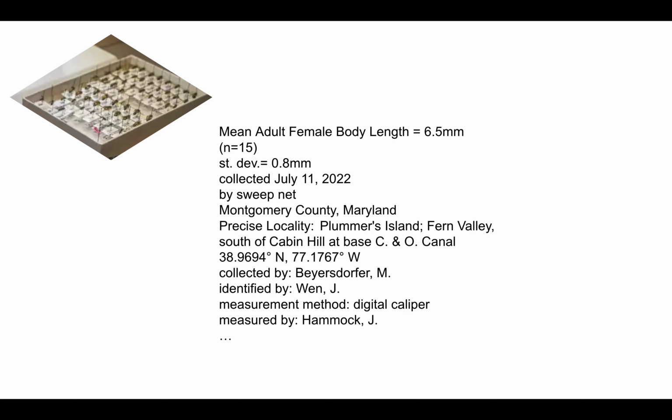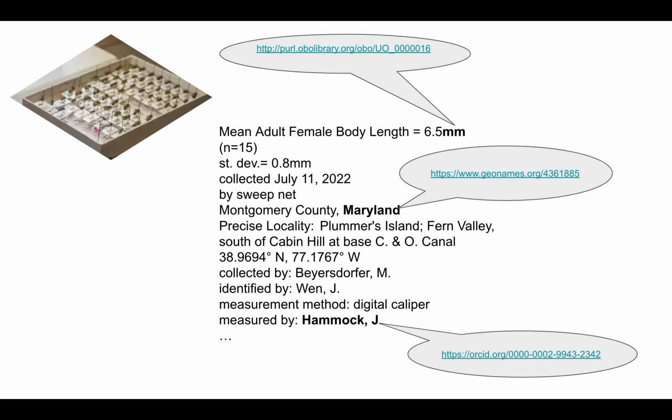There may also be other entities in the record that have identifiers available. These may include people, places, even units of measure. Incorporating identifiers into your database will make your trait data easier for machines to read and more discoverable overall.